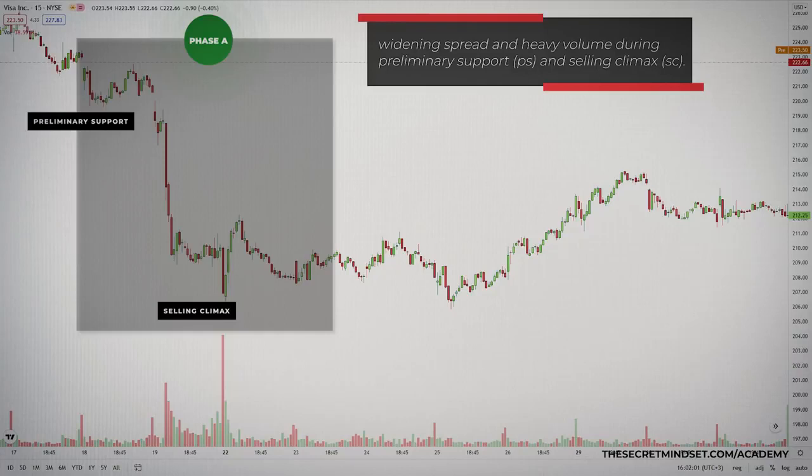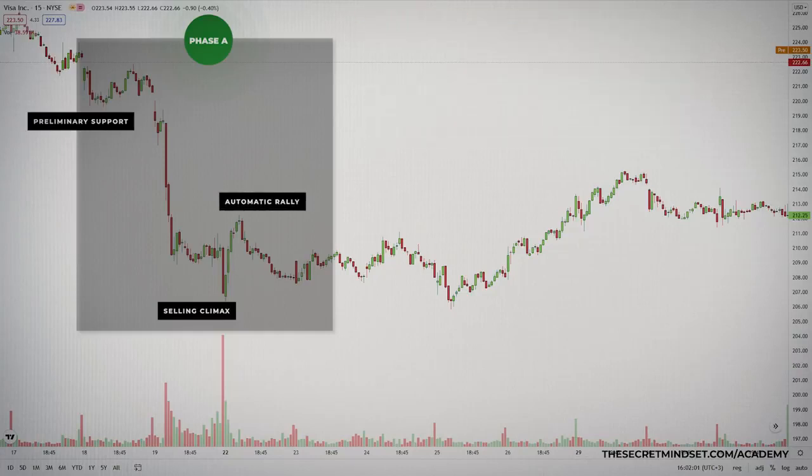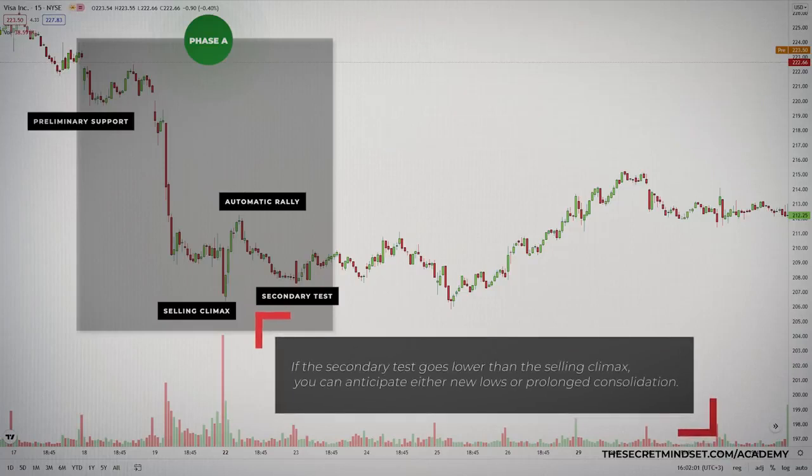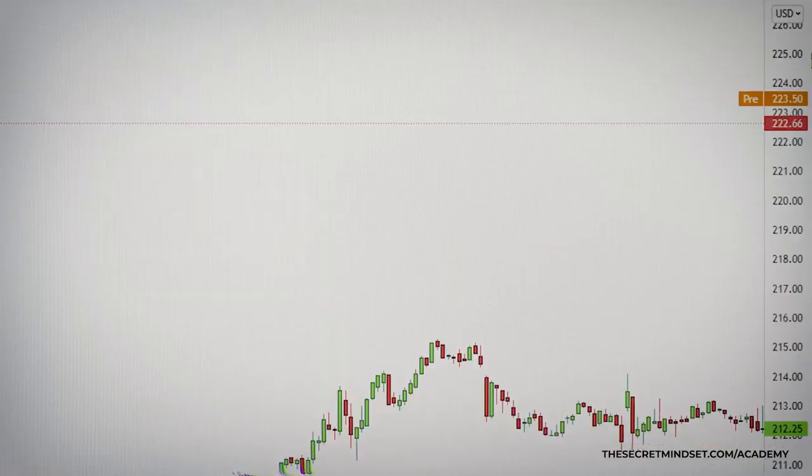Once these intense selling pressures have been relieved, an automatic rally typically occurs. A successful secondary test in the area of the selling climax will show less selling than previously and a narrowing of spread and decreased volume, generally stopping at or above the same price level as the selling climax. If the secondary test goes lower than the selling climax, you can anticipate either new lows or a prolonged consolidation.